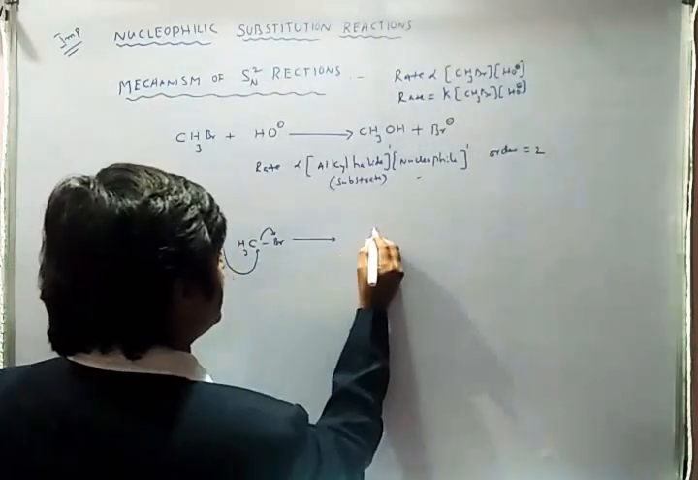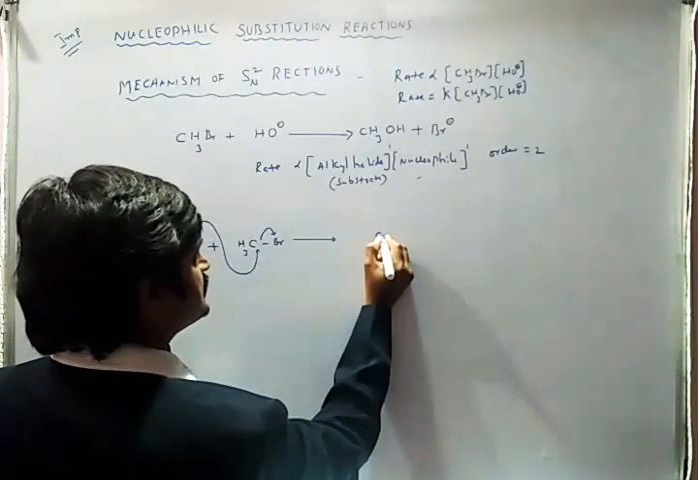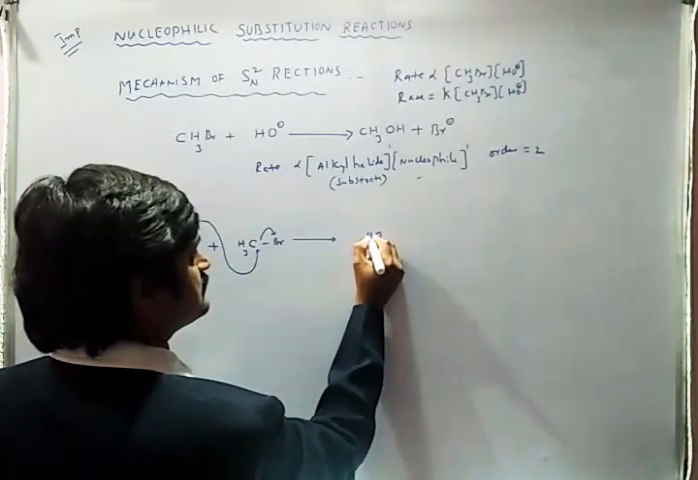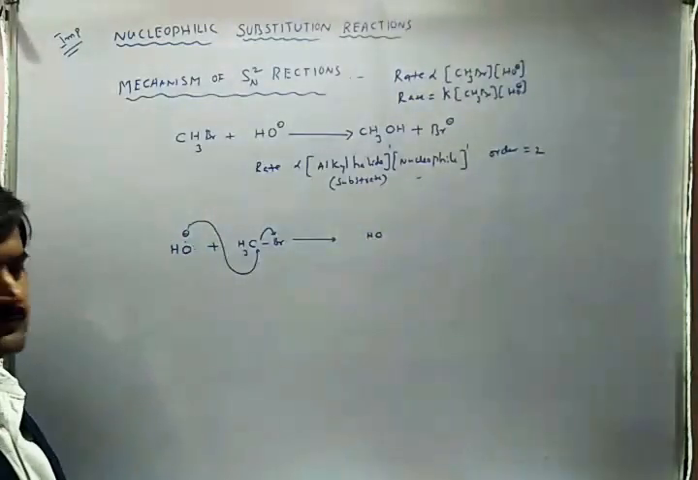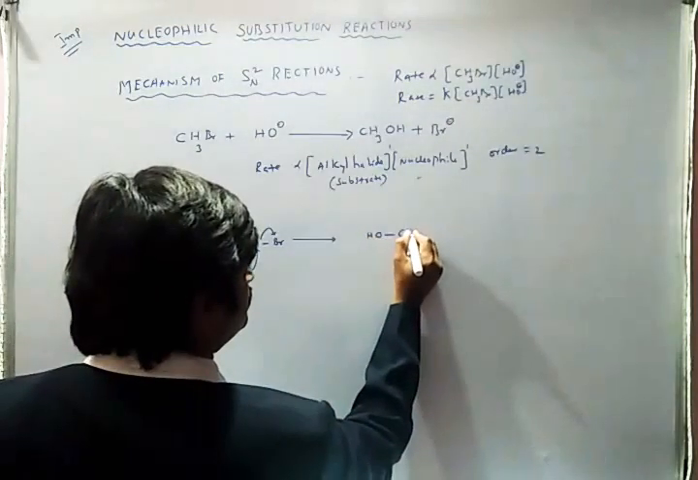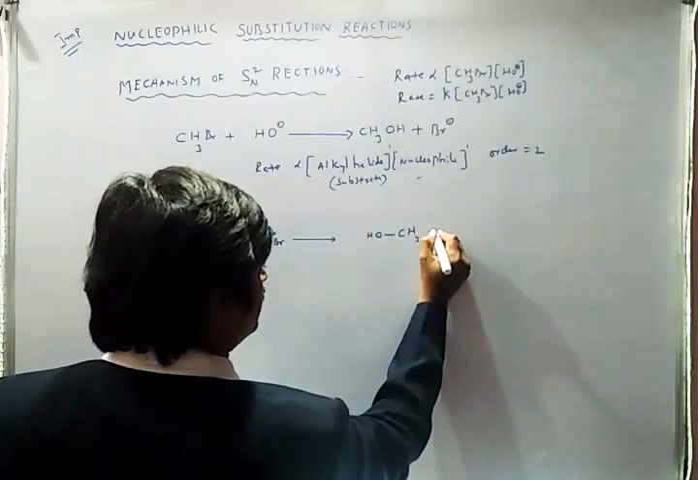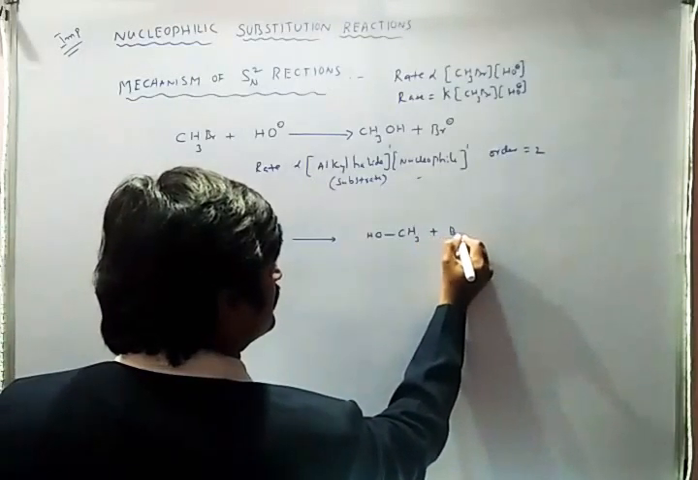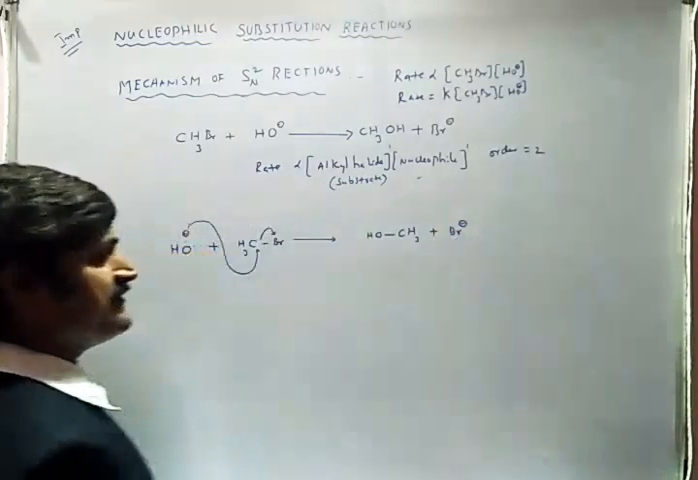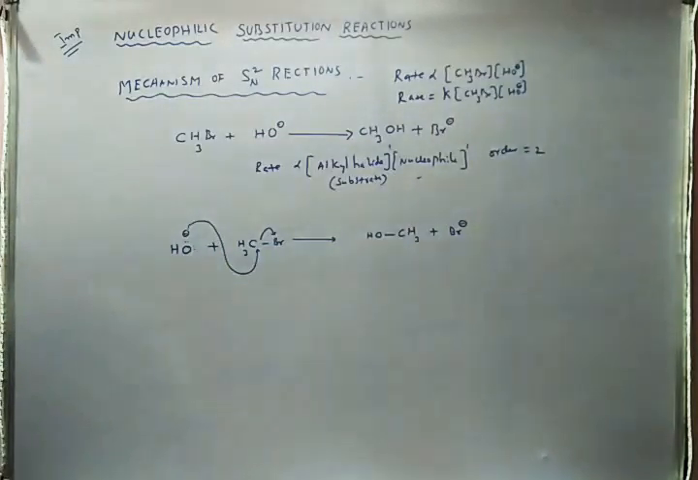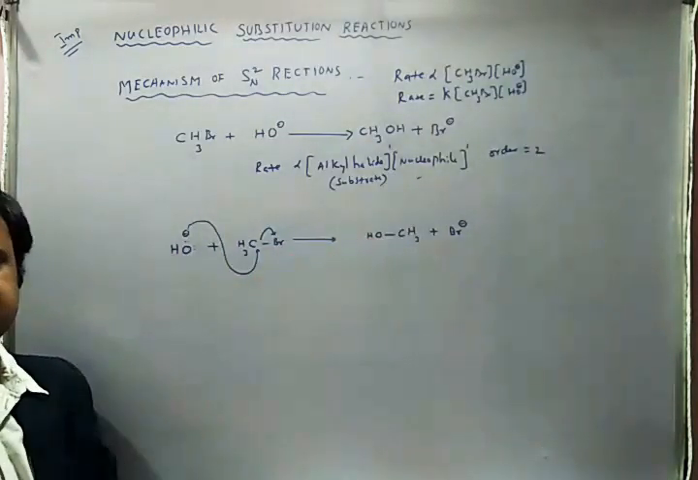The product is OH on CH3, plus Br minus. Br minus is the leaving group. The final product obtained is nothing but an alcohol in this case.